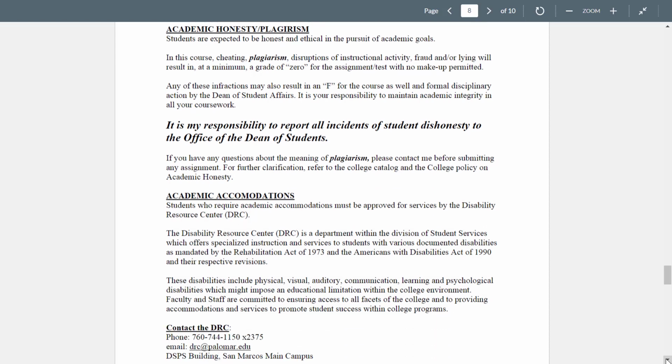Honesty, plagiarism, cheating is a big deal. Plagiarism, disruptions of instructional activity, fraud, lying, any of that kind of thing, you'll get a zero for the assignment or the test, whatever that might be, with no makeup allowed, okay?